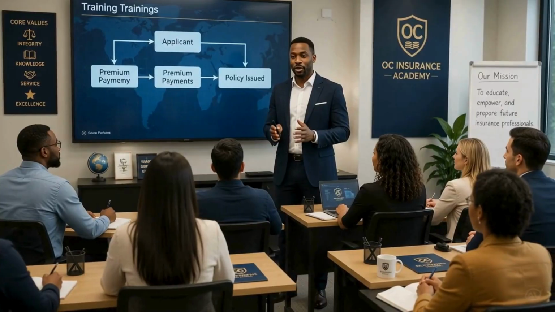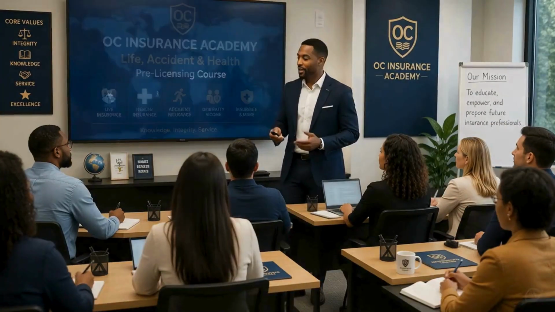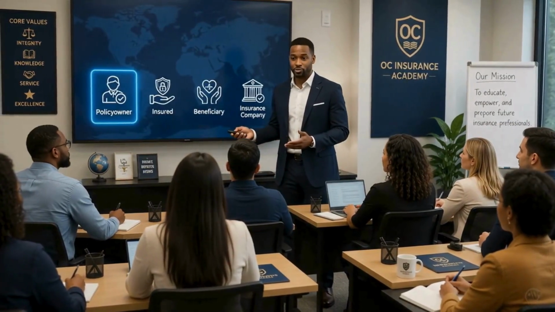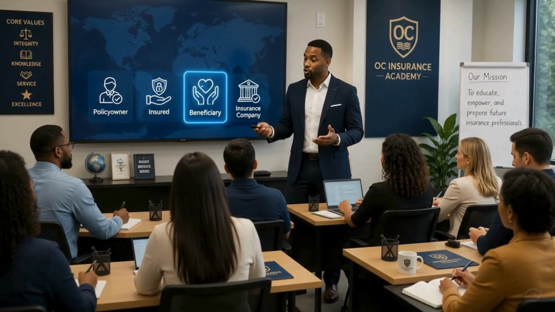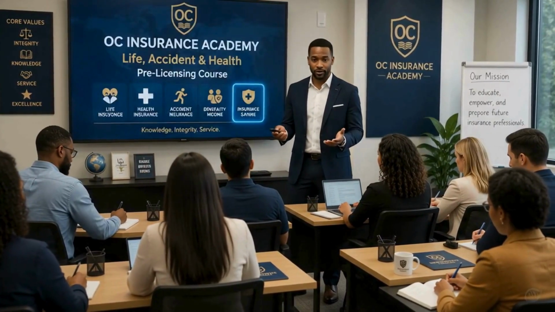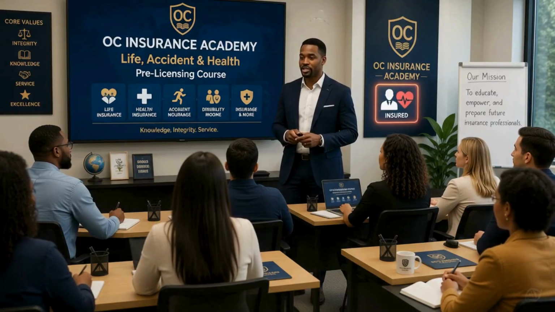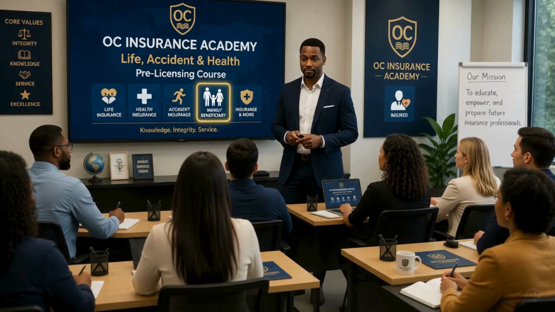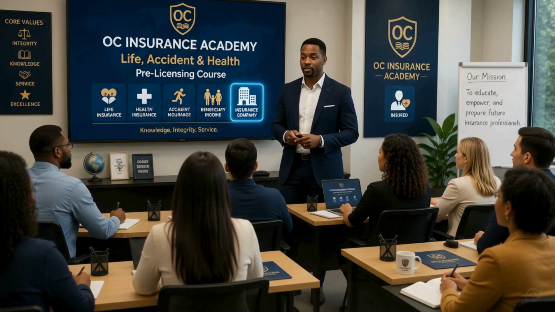Every life insurance policy includes 4 important parties. The policy owner owns the contract and has the legal rights under the policy. The insured is the person whose life is covered. The beneficiary is the person or organization that receives the death benefit. And the insurance company issues the policy and pays covered claims.